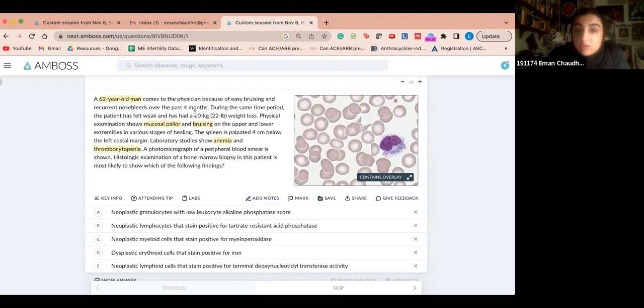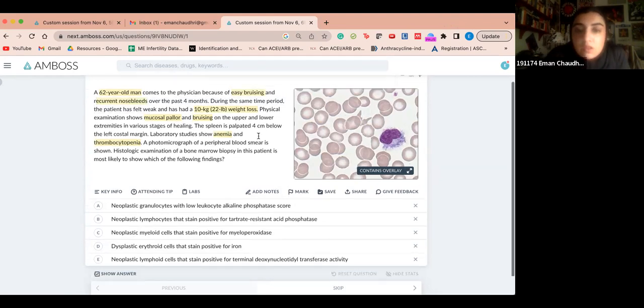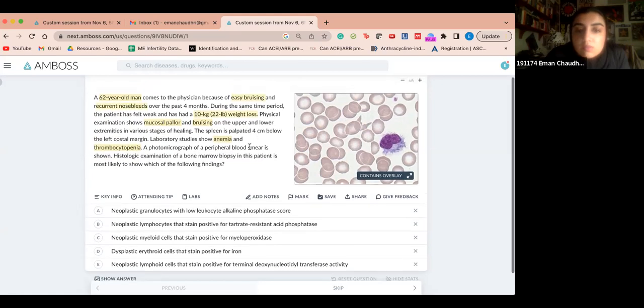Weight loss, good. Okay, so 10 kg weight loss. That's a lot in the past 4 months. Easy bruising, recurrent nosebleeds. What can that tell you? Good, Hadil. Recurrent nosebleeds, yeah. And obviously the thrombocytopenia, good. Okay, very, very good. So, and the picture is showing what?